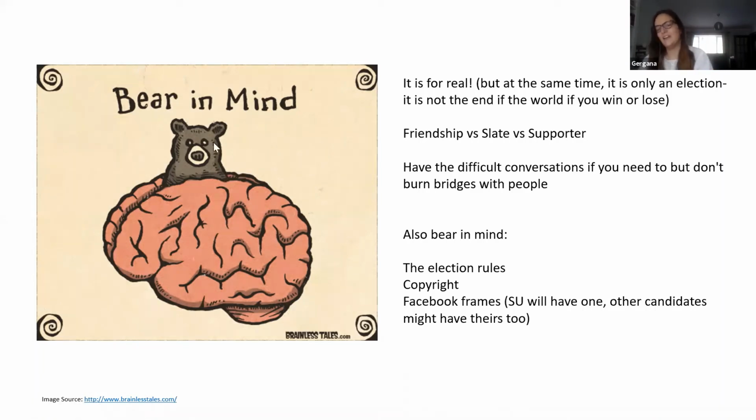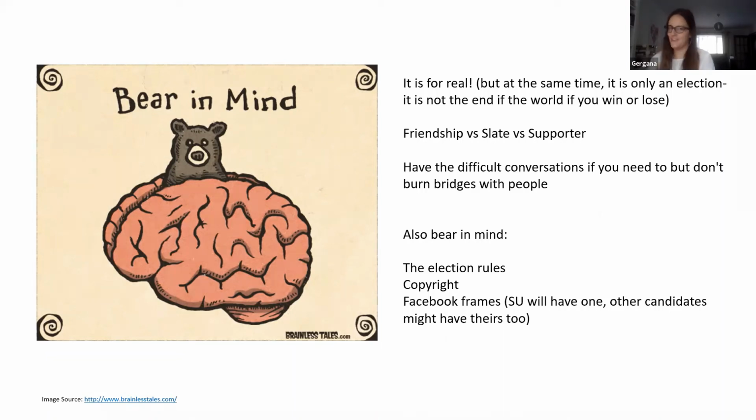Very quickly, I don't want to spend ages on this, but during elections, people sort of, I don't want to say test their friendship, but some people will approach you and say, are you going to support me? Do you want to run as a team? And some people will be like, oh, I'm not sure, or some people will feel awkward to say no. So there are some very, very difficult conversations that you will need to have.